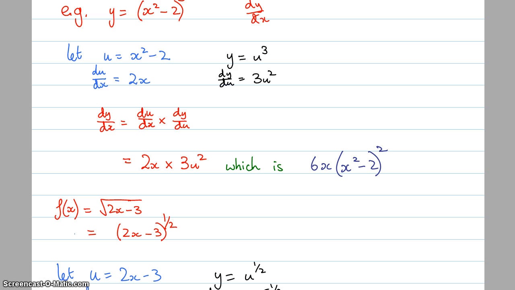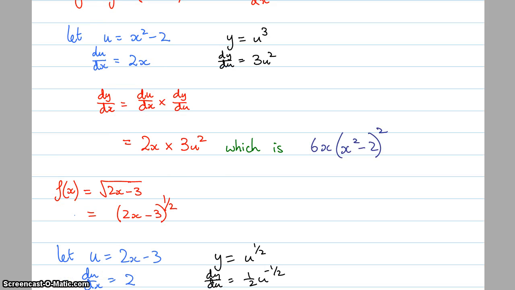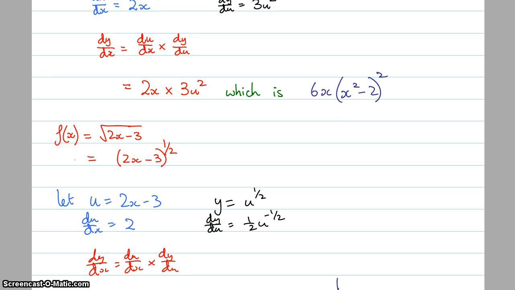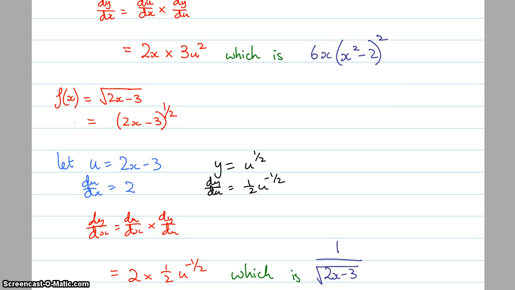I would say that u equals the middle bit, which is 2x minus 3. And therefore the outside bit is just going to be u to the power of a half. So when I get the du dx, that's just 2, and then dy du, I multiply everything by the half, and minus 1 from the power, so I get half u to the negative a half. And then I need to put dy dx equals du dx multiplied by dy du, and I get 2 multiplied by a half u to the negative a half, which turns out to be 1 on the square root of 2x minus 3. Because the 2 and the half cancel out each other, and then for u to the negative a half, I just put the power on the bottom.